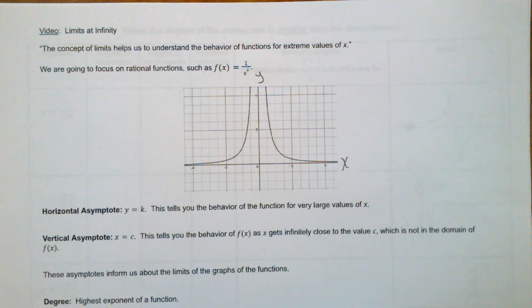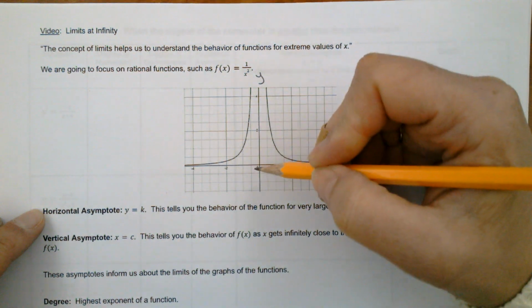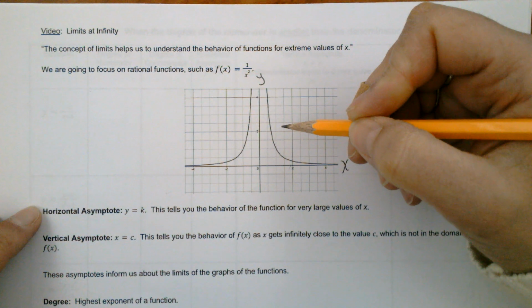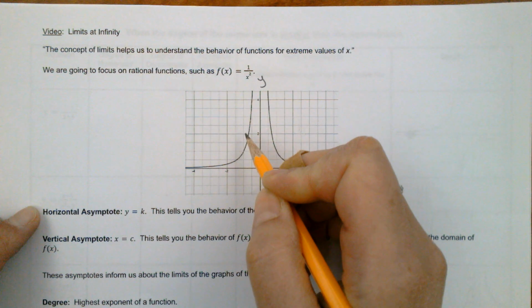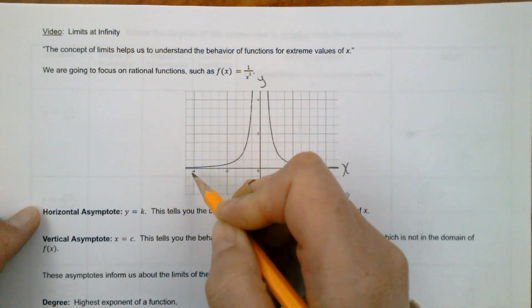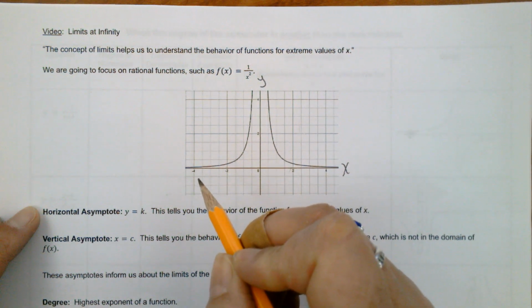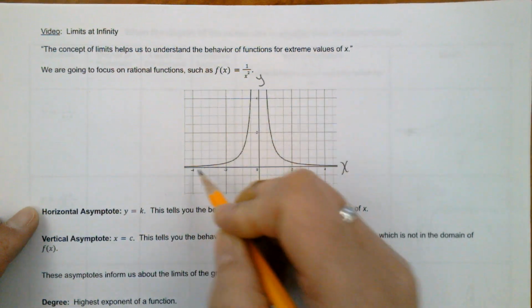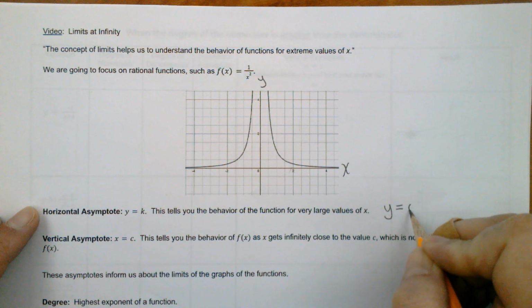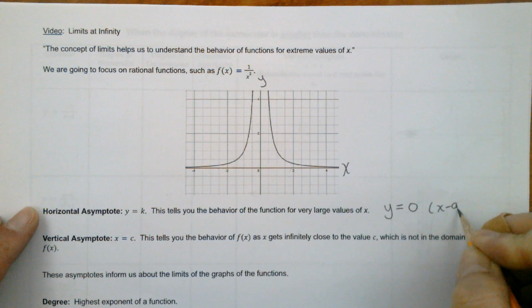Okay, first, our horizontal asymptote, y equals k, tells you the behavior of the function for very large values of x. So what we're going to be looking at horizontally is going to be side to side. This curve coming in from the right and going to the left is coming down, and it's going to get very close to the x-axis, but it's never going to cross it. And so this is known as the horizontal asymptote. We can see here that the horizontal asymptote is going to be at y equals 0. Y equals 0 is another way of saying x-axis.